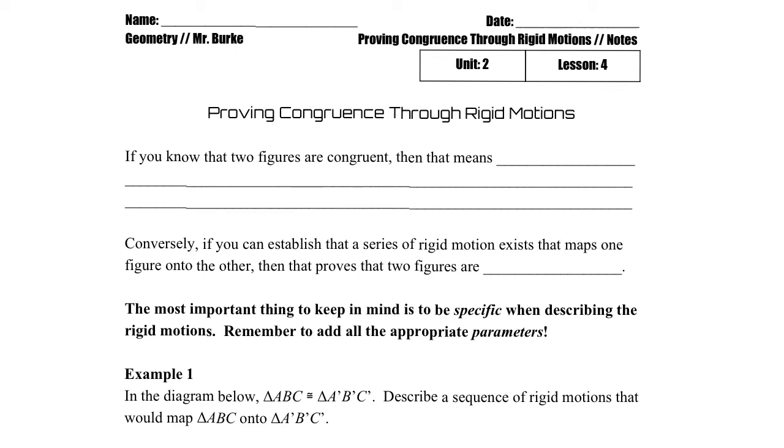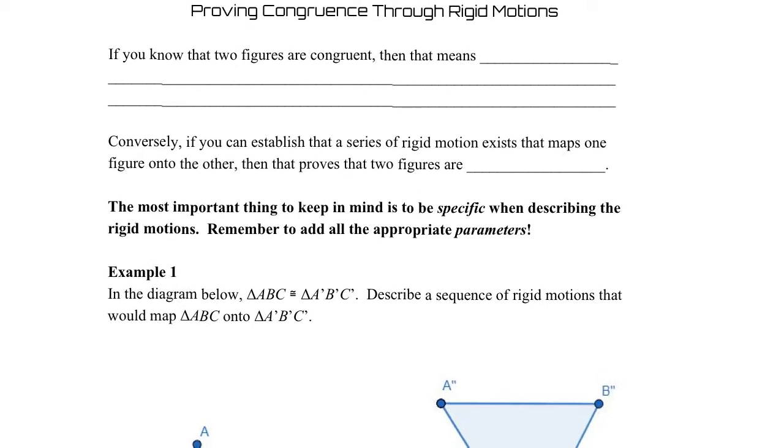Okay, now that we have a solid grasp on the three rigid motions, we can actually use those rigid motions to prove that figures are congruent. Or if we know that figures are congruent, then we can deduce from that that there must be some sort of rigid motions that maps one onto the other. So let me show you what I mean by that.